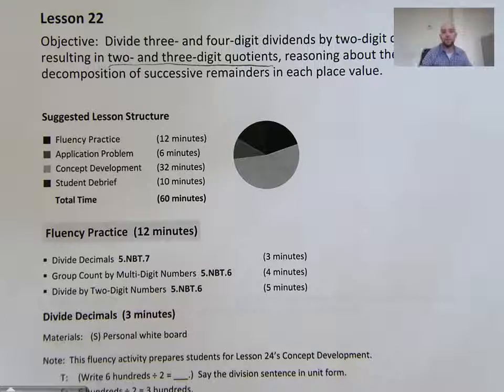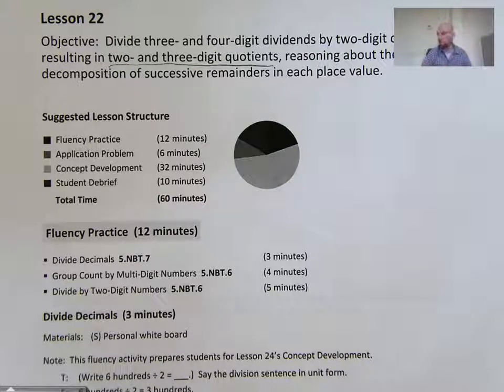We're dividing 3 and 4-digit dividends by 2-digit divisors, resulting in 2 and 3-digit quotients. So that's what's going to be a little bit different today than what we were doing in the previous couple lessons. Our quotients are going to be a little bit bigger. We'll be dealing with some slightly larger numbers, a little bit more of a challenge. So we'll get into that here shortly.